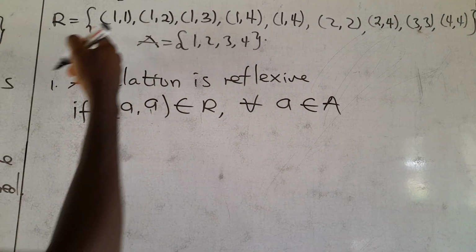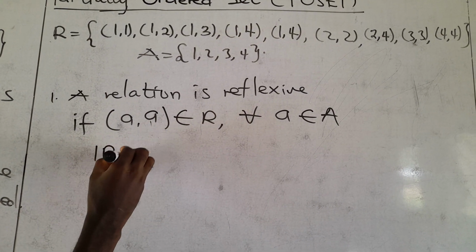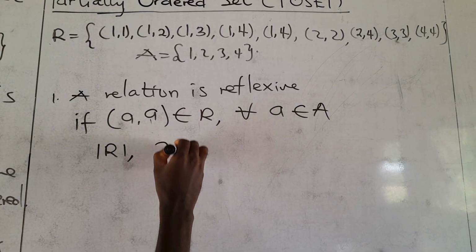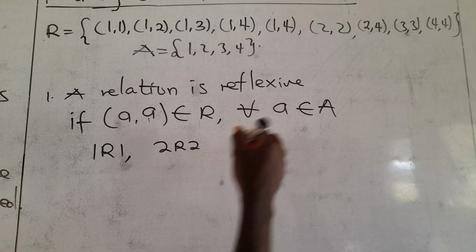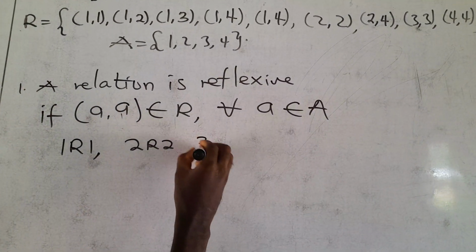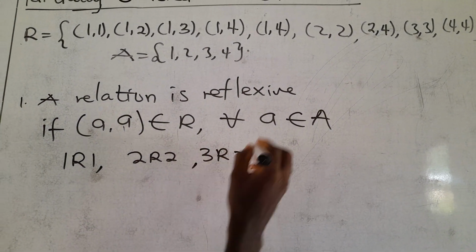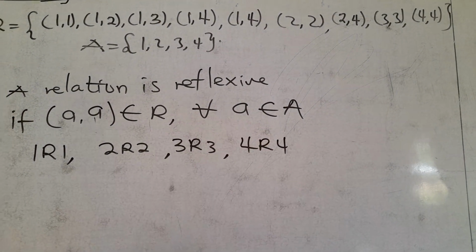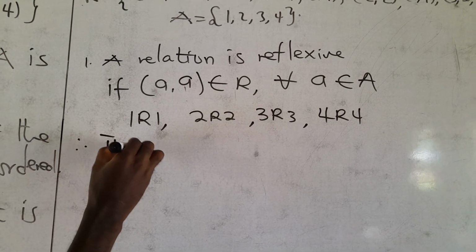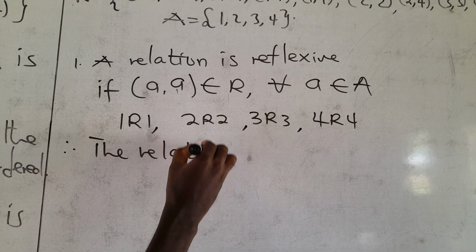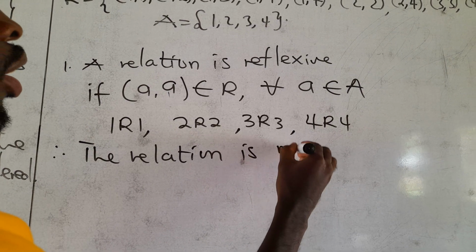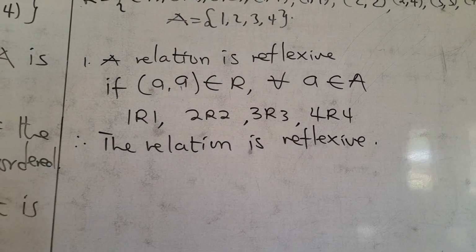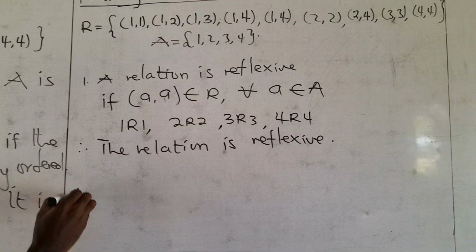So let's check. Do we have (1,1)? Yes, so 1 relates 1. Do we have (2,2)? Yes, (2,2) is here, so 2 relates 2. Do we have (3,3)? Yes, so 3 also relates 3. Do we have (4,4)? We have (4,4), so 4 relates 4. Therefore, the relation is reflexive. So our relation satisfies the first condition. Now let's look at the second condition.